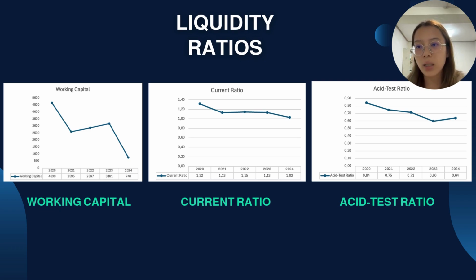This trend suggests that the company's ability to cover its short-term liabilities using only its most liquid assets has weakened over time. An acid test ratio below 1 indicates potential liquidity concerns, as Coca-Cola may not have enough quick assets to pay off current obligations without selling inventory. The slight uptick in 2024 may signal early signs of recovery, but the overall downward trend points to growing reliance on less liquid assets to meet short term financial obligations.